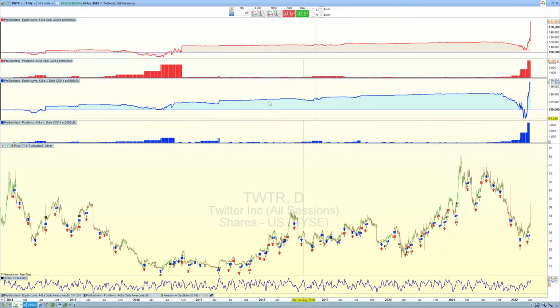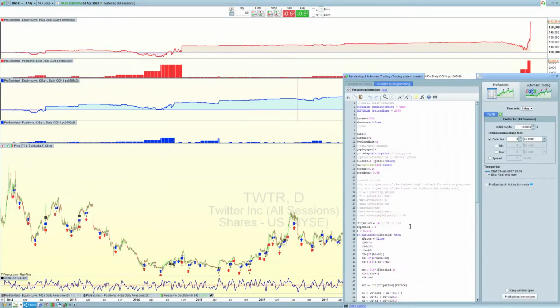Now let's change it again from 10% to 15%. Now notice, we don't want to get too greedy because a couple of things happen.